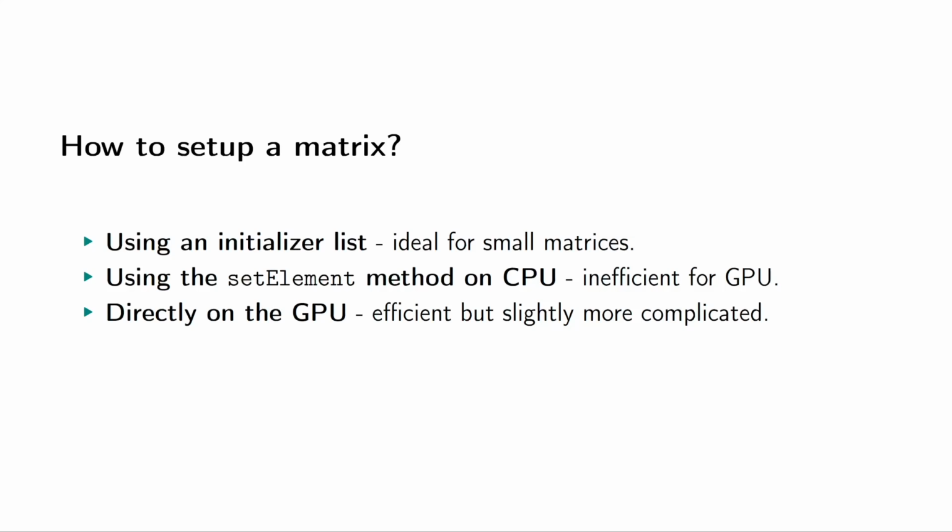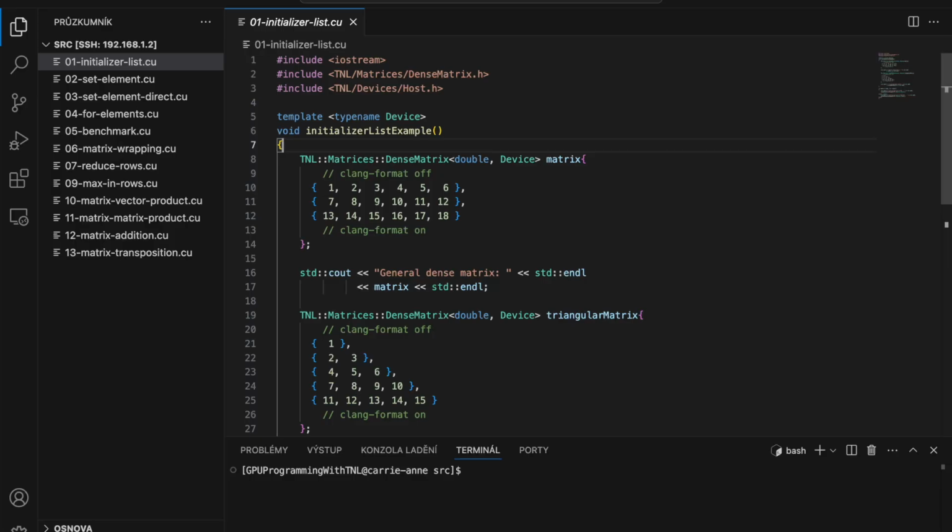First, we will demonstrate how to create a new matrix using an initializer list. This is a very simple method, but it is suitable only for small matrices known at compile time. Everything is shown in the example 01_initializerlist.cu. In the function initializerListExample, we see two ways to create a full matrix. On lines 8 to 14, here, we create a classic dense matrix with 3 rows and 6 columns. On lines 19 to 27, which is here, we then create a so-called lower triangular matrix, which is a matrix where all elements above the diagonal are 0. In its definition, we don't need to specify those elements.